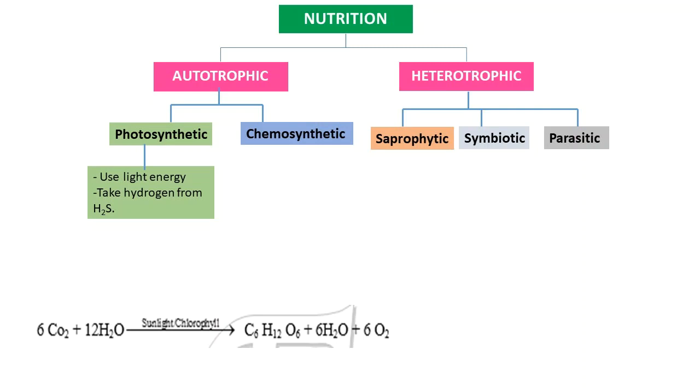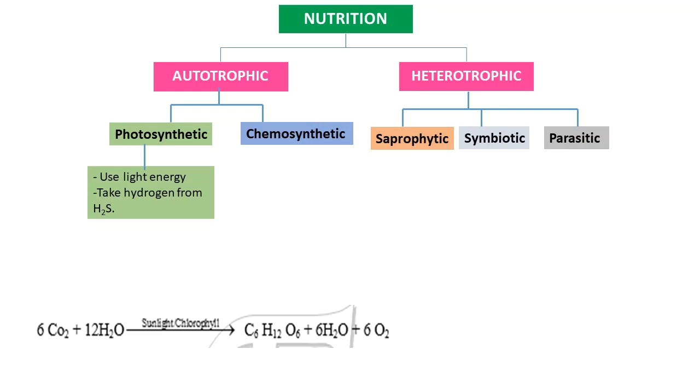So can you recall the equation for the photosynthesis? Means carbon dioxide plus water in the presence of light and chlorophyll, they produce the food C6H12O6 plus O2. But here in the photosynthetic autotrophic mode of nutrition, they do not use the water. Instead of the water, they use H2S. So that is your second point.